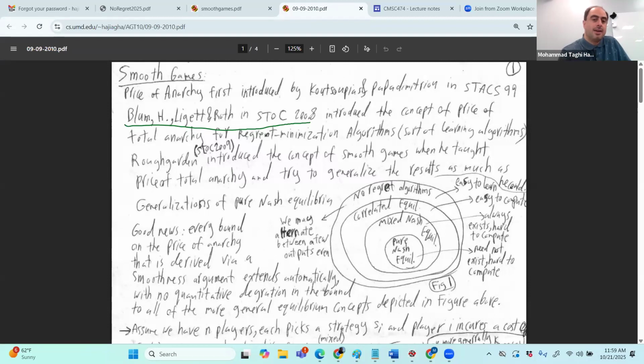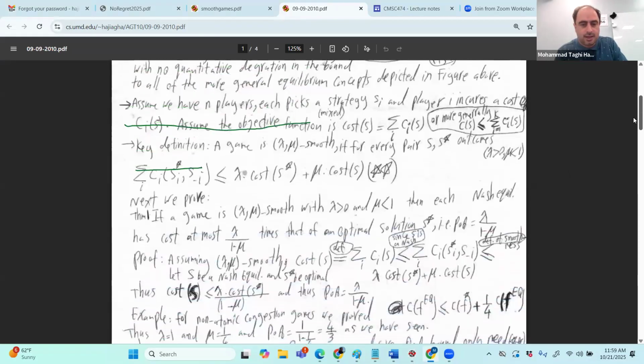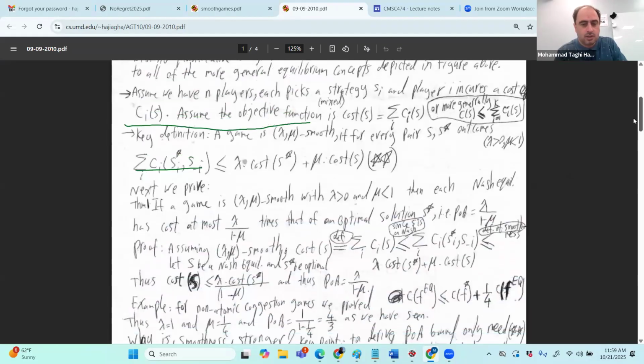But here, Roughgarden showed that actually you don't need to prove something for Nash and pure Nash and mixed Nash and, I don't know, a no regret algorithm separately. As long as you can have this kind of smoothness, then you are in good shape. Now, let me go and prove this one, the no regret ones, the Price of Anarchy for this one. This is actually a very three-line proof, essentially.